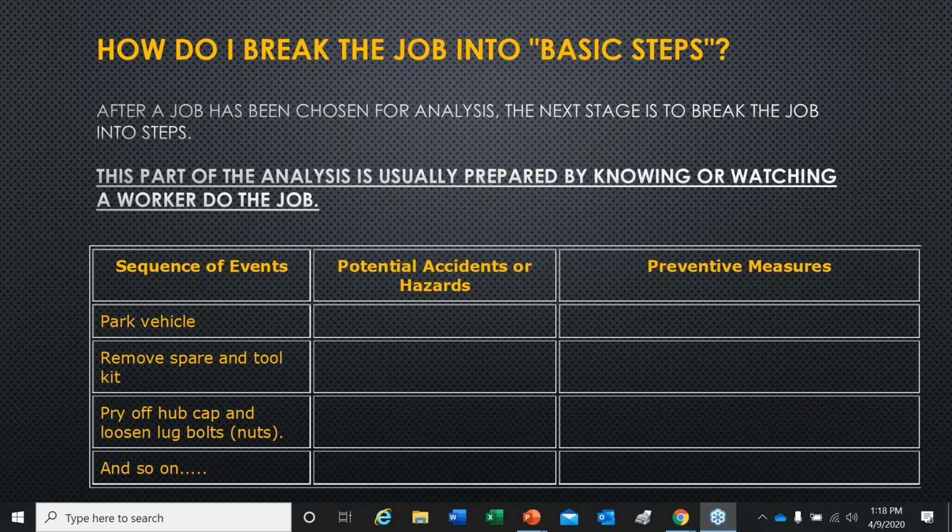Because you're going to be looking and working with the employees. So using the form, you're going to have a sequence of events. And in this case, I took the starting of the changing of a tire. So you get a flat tire on your car.